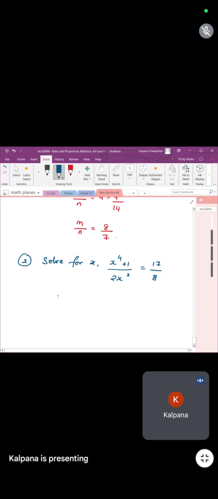So when you apply the rule on both the sides, what do you get? (x^4 + 1 + 2x^2) / (x^4 + 1 - 2x^2) = (17 + 8) / (17 - 8). So what do you observe when you look at the numerator here? Ma'am, it is an identity. It is an identity. Very good.